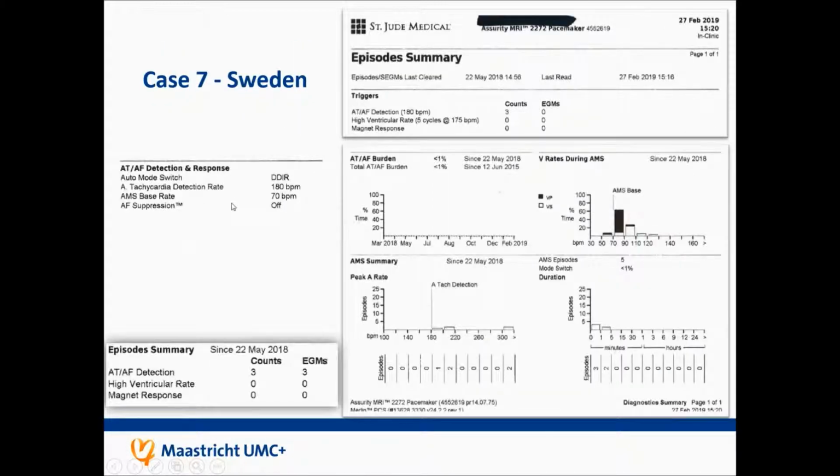And then a last example from Sweden. We see here that the atrial detection rate is programmed 180 beats per minute. That should be 170 beats per minute. There was an AF detection of 3 episodes since the 22nd of May last year. And then again, when we look at the tables, we see that all those episodes were shorter than 5 minutes. So there were no adequate atrial high weight events in this readout.